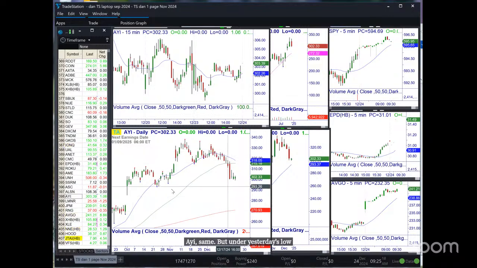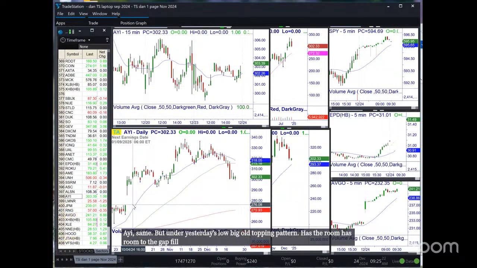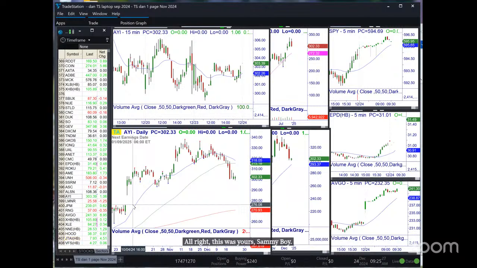Big old topping pattern. Has room to the gap fill. So I like this one. I think this was yours, Sammy Boy. I'm going to put an alarm in the other computer. Also 300 spot 50.